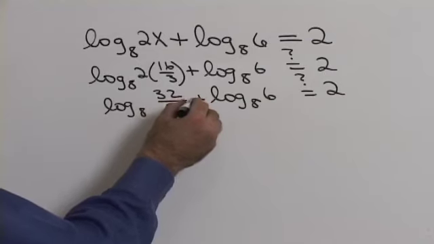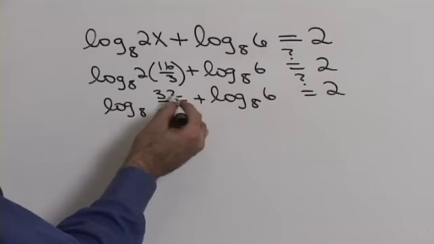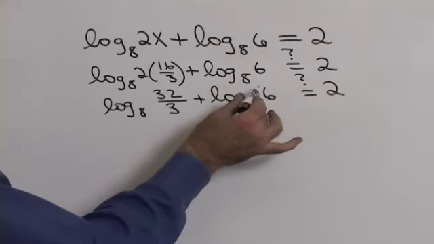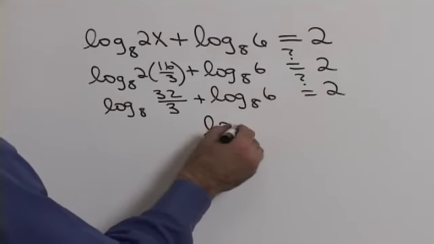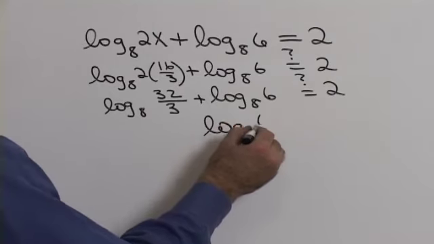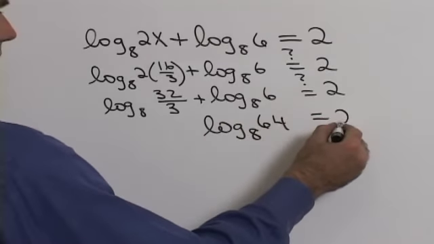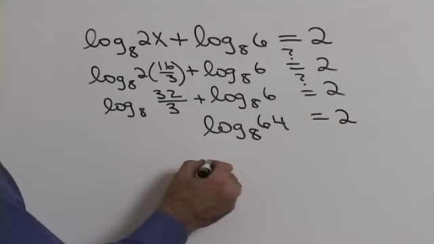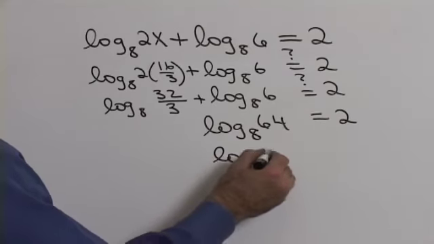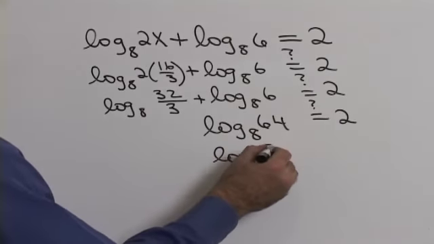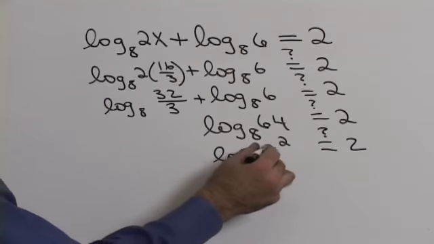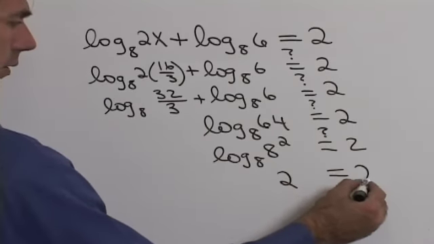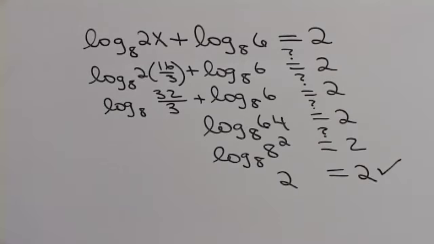Well, with our properties of logs, we know plus is multiplication, so we'll multiply these two. 3 goes into 6 twice, and 2 times 32 will be 64. So this is the log base 8 of 64 is equal to 2. And we can rewrite this as the log base 8 of 8 squared. Is that equal to 2? Well, the log base 8 of 8 squared is simply 2, and 2 does equal 2, so it checks. So x equal to 16 thirds is our solution.